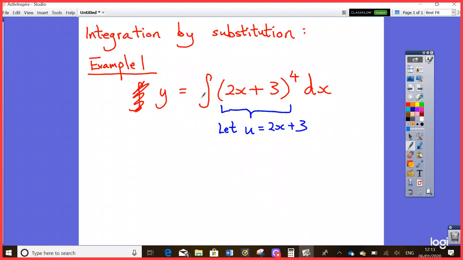Anyway, in this case we can just do this. So therefore what we have here is y equal to the integral of u to the power 4 dx, isn't it? Yeah, sorry, thank you. So that's that one. Okay, what's the problem? Why can't I integrate u to the power 4?